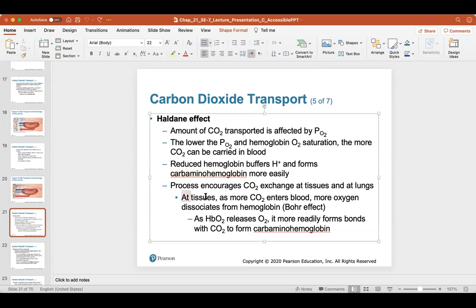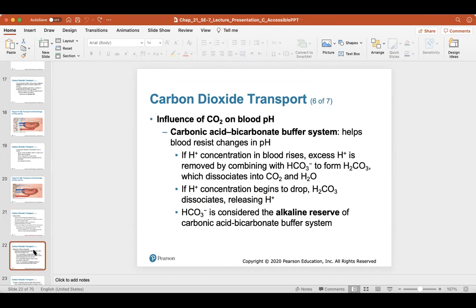So at the tissues, as more carbon dioxide enters the blood, more oxygen will dissociate from hemoglobin. As hemoglobin releases oxygen, it more readily forms bonds with carbon dioxide. So again, what's happening here is the hemoglobin is carrying oxygen to your tissues and picking up carbon dioxide to be transported back to the lungs.